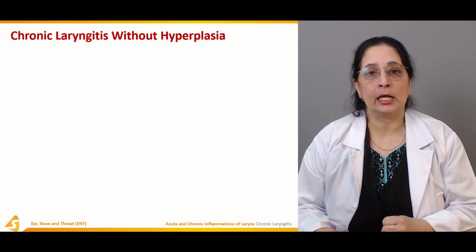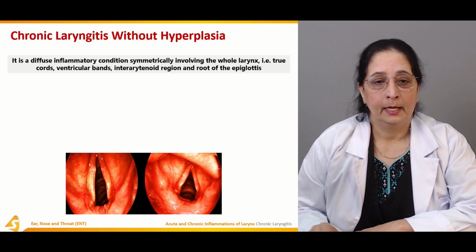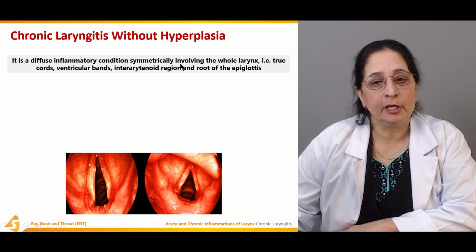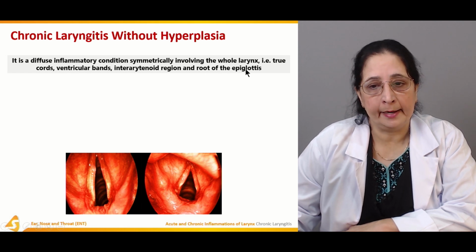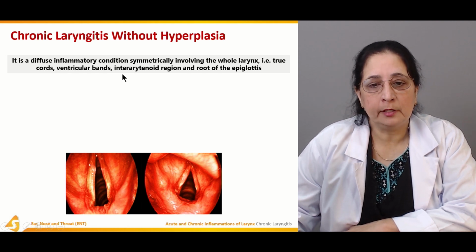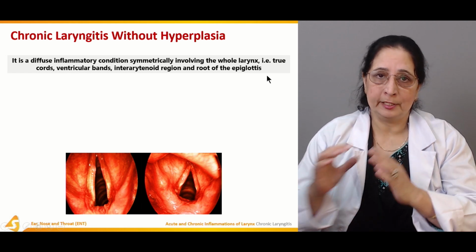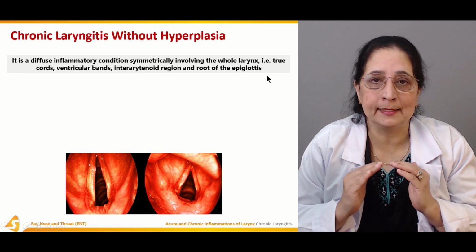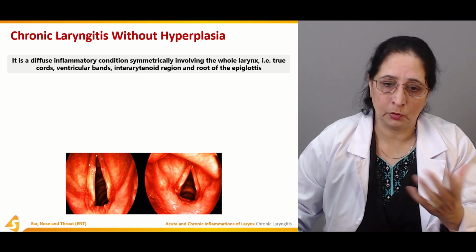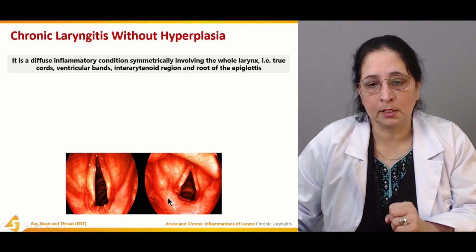So, chronic laryngitis without hyperplasia. It is a diffuse inflammatory condition symmetrically involving the whole larynx through coarse ventricular bands, interarytenoid region, and root of the epiglottis. So it involves the whole larynx equally, and it is a diffuse condition. So the whole larynx is involved, including the vocal cords.